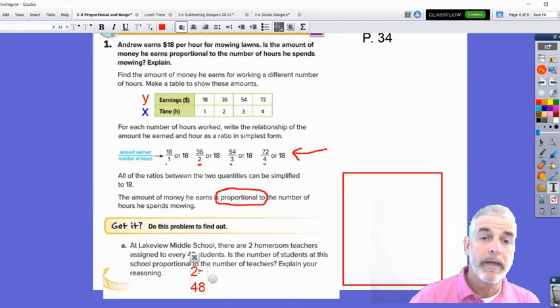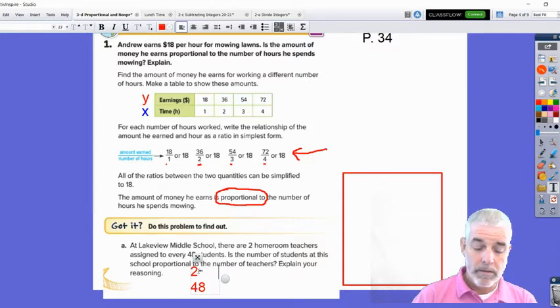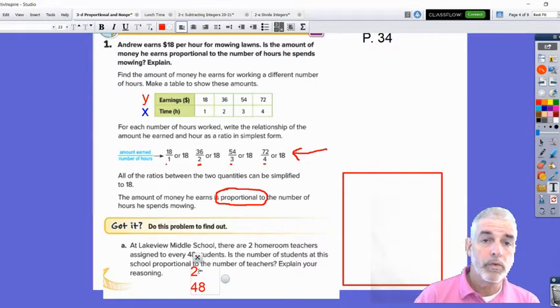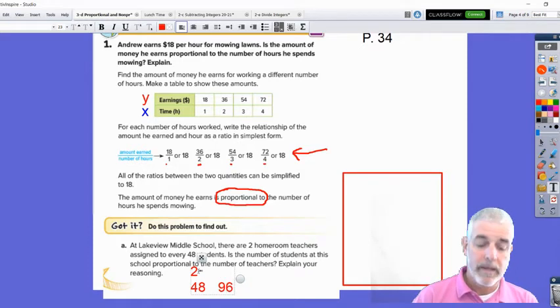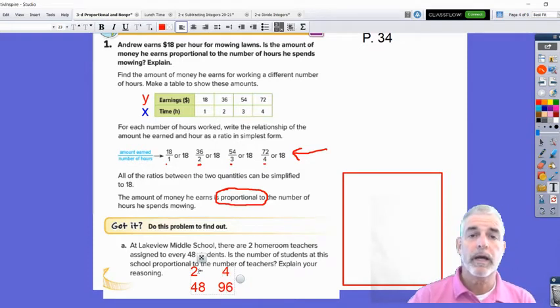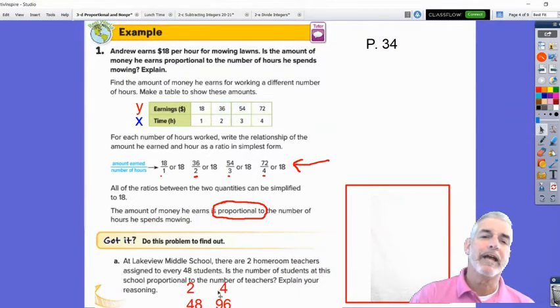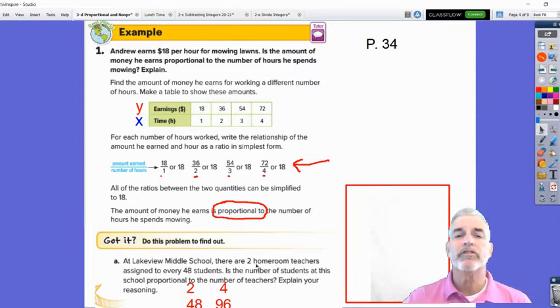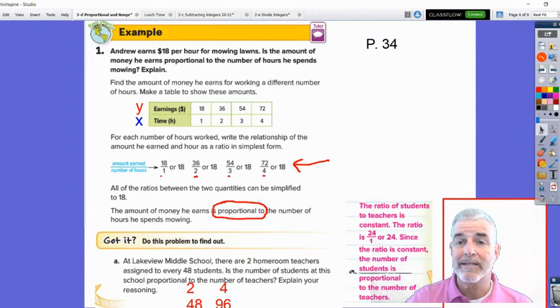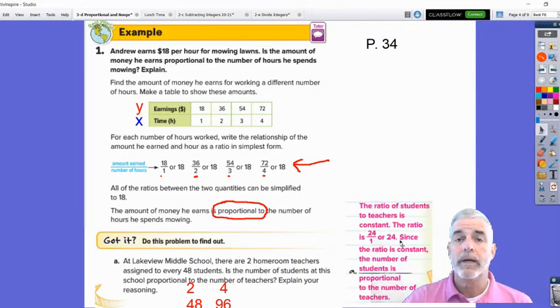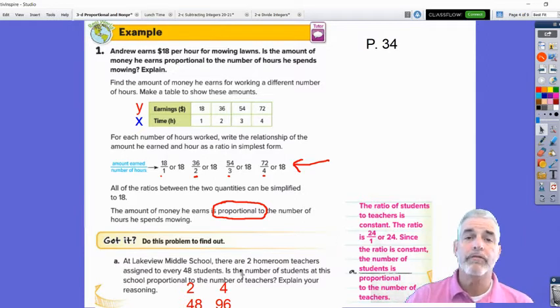Okay, and then if we had twice this many, 96, 2 times 48, there would be 4 teachers. Now this isn't how they expect you to answer this problem. I think they're saying that no matter what, every time you add 48 students, you're going to add 2 teachers, and the ratio is always going to be constant. So it's always going to be 24 students for every 1 teacher.